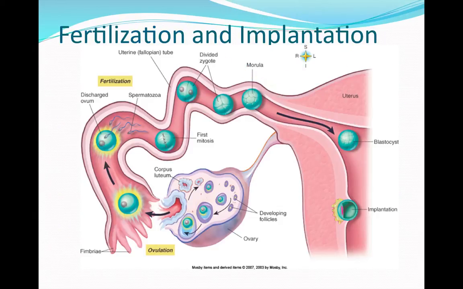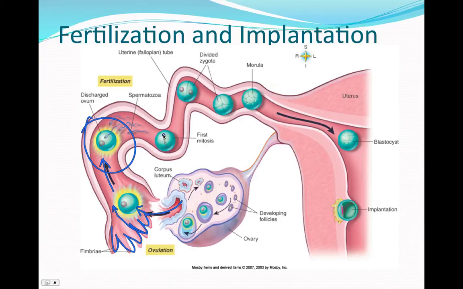So here is kind of an overview of those events that happened. Day 14, we saw the rupture of the egg from the follicle. The fimbriae will sweep up that egg into the right location, which is to float down the uterine tube. In the outer one-third here, we have a fertilization event.